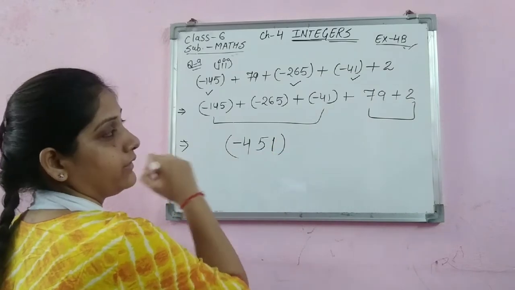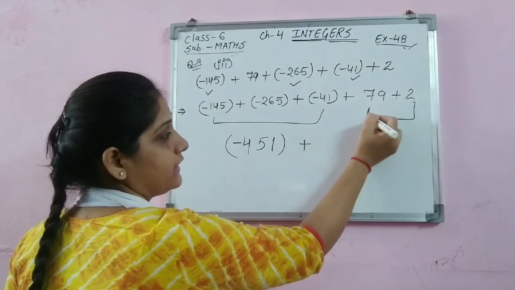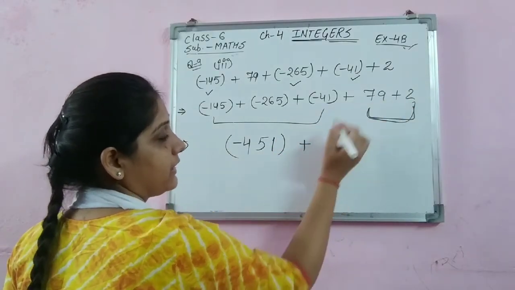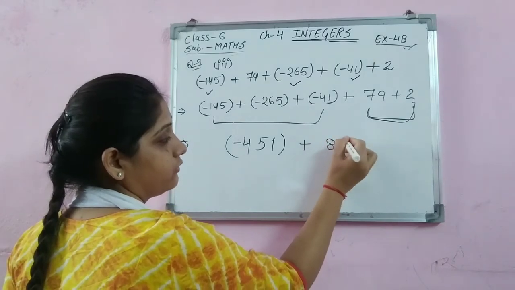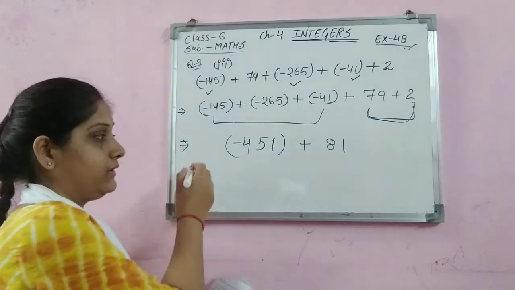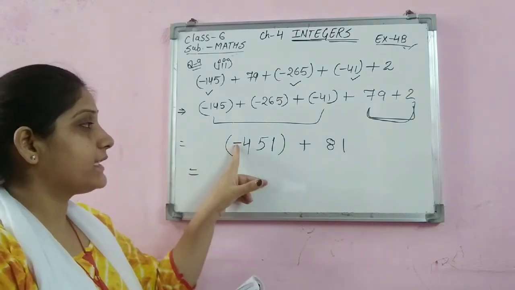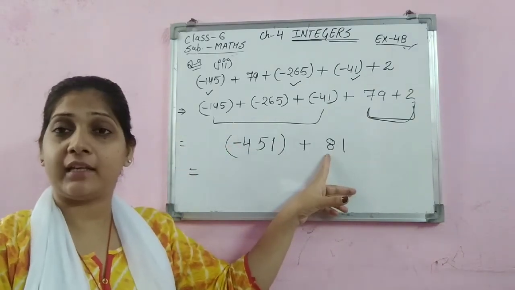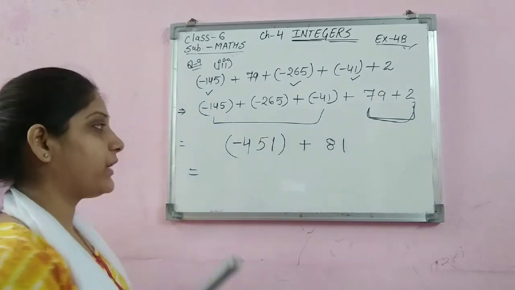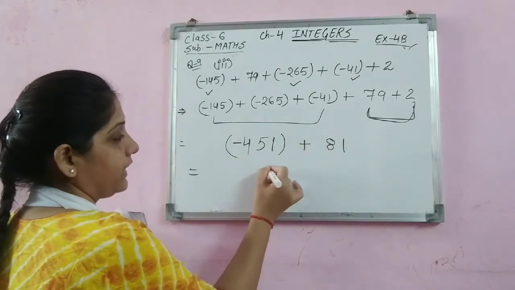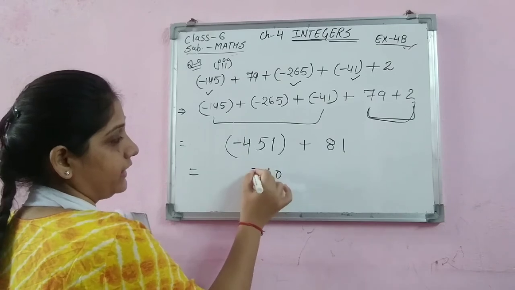Negative 451. Plus, let's add these two. Same sign, plus, plus. 79 and 2, 81. Positive 81. Now look at this. Now this is negative and this is positive. Different sign. So we have to subtract the digits.